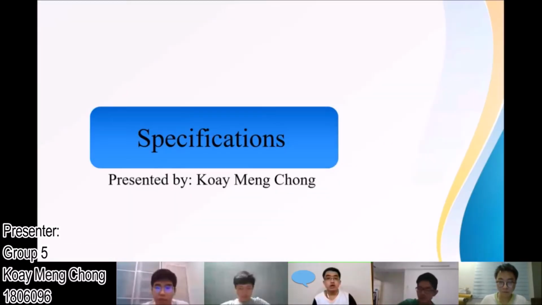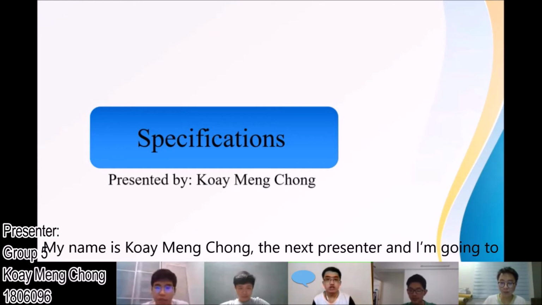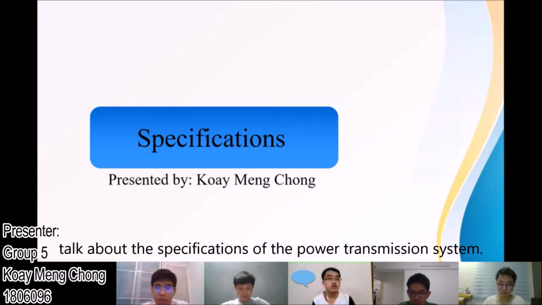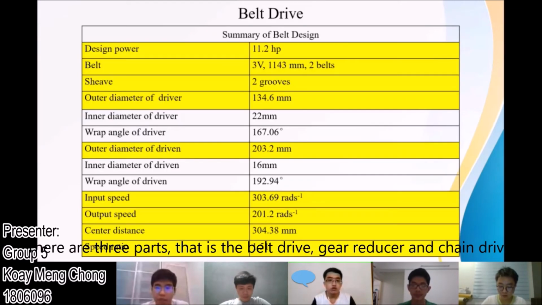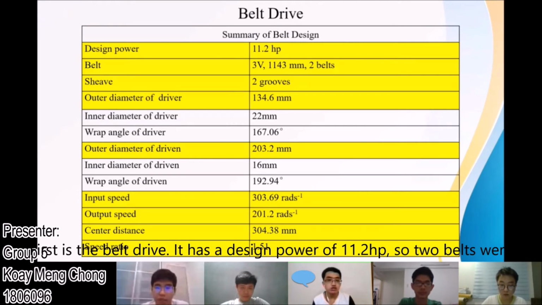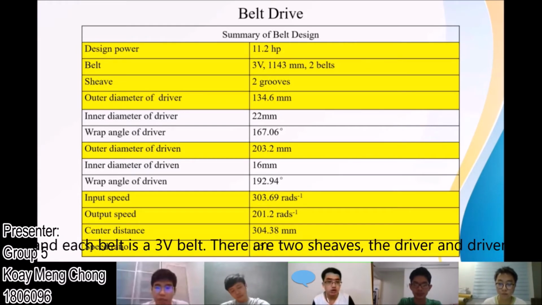Thank you. Hey, my name is Chong, the next presenter, and I'm going to talk about the specifications of the power transmission system. There are 3 parts, that is the belt drive, gear reducer, and chain drive. First is the belt drive. With a design power of 11.2 horsepower, 2 belts were used, and each belt is a 3V belt.